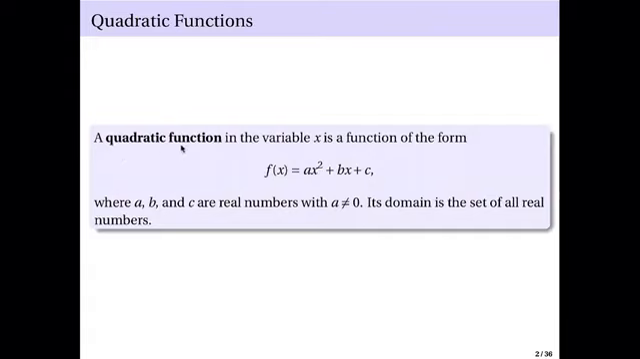Okay, so the condition that a not equal to 0 is important for us to be able to define the quadratic function. The domain of this quadratic function is the set of all real numbers, because if you replace x with any real number, ax squared plus bx plus c will just be another real number. So this function is defined at every real number. Therefore, the domain is the set of real numbers.